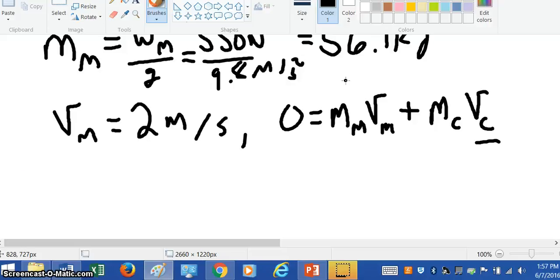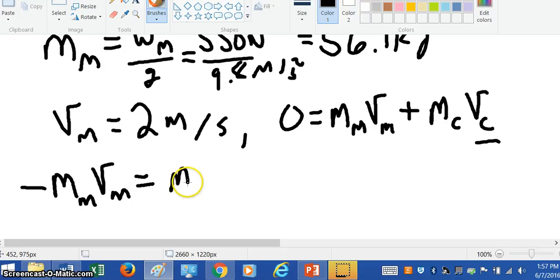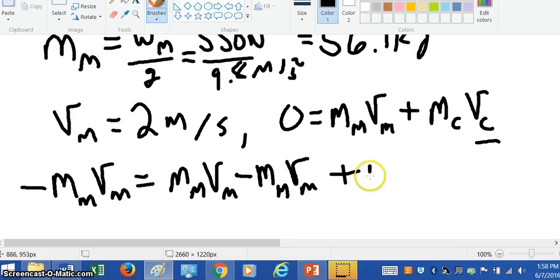Okay, so here we go. Negative mass of the mother times velocity of the mother, added to 0, is equal to positive mass of the mother times velocity of the mother, and then, of course, we subtract mass of the mother times velocity of the mother. You don't normally do this step because that, of course, adds up to 0, and then we still have plus the mass of the child times the velocity of the child.